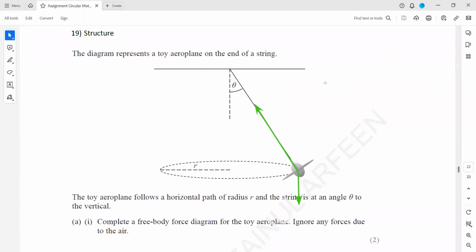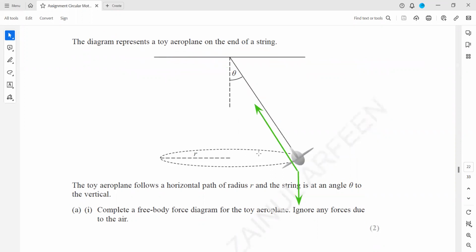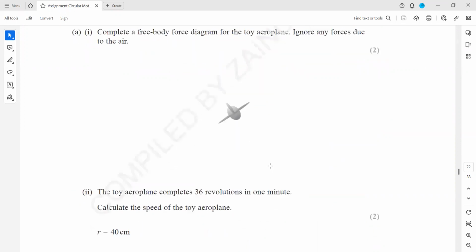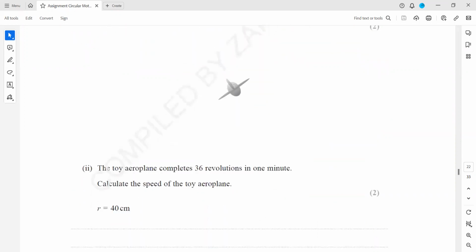So there must be a component of the tension to balance the weight. That's why it cannot move in a horizontal circle. This plane can never move in this manner. It should always be a conical pendulum. So the free body force diagram has one force as the weight, and another one as the tension.